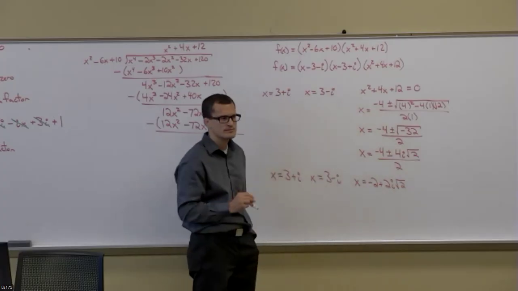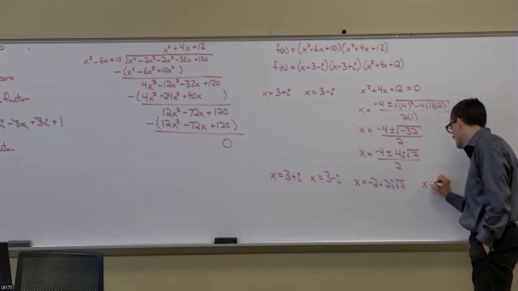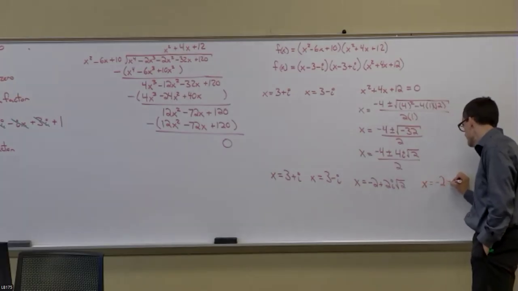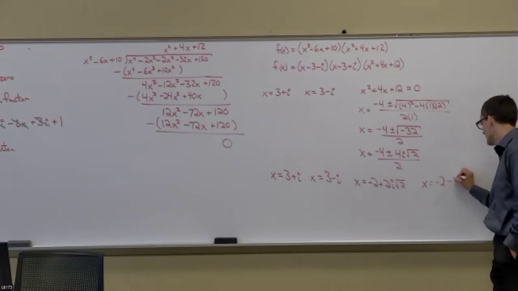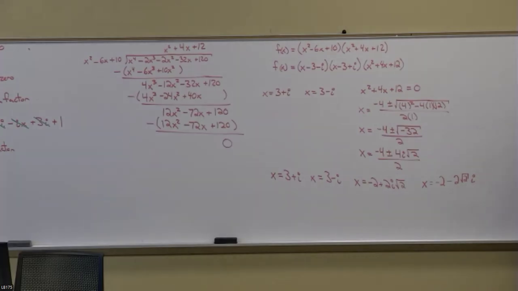Which order? And then -2 minus, I'll write this one in a slightly different order. 2 times root 2 times i. Is that okay? You care if the i or the square root of 2 comes first? It's the same either way.